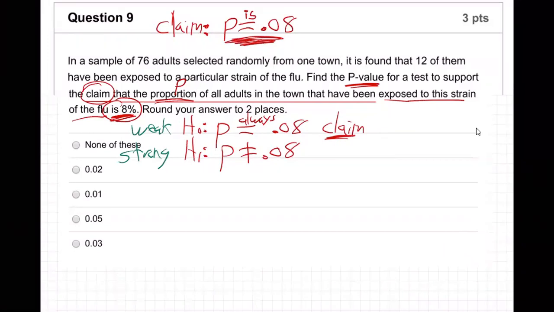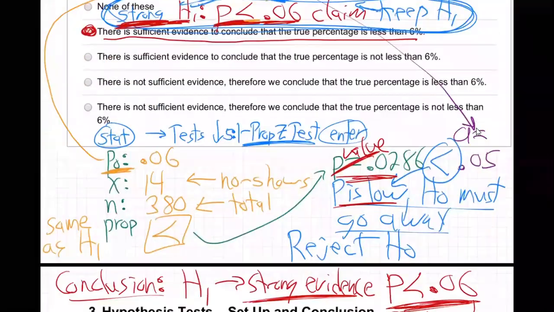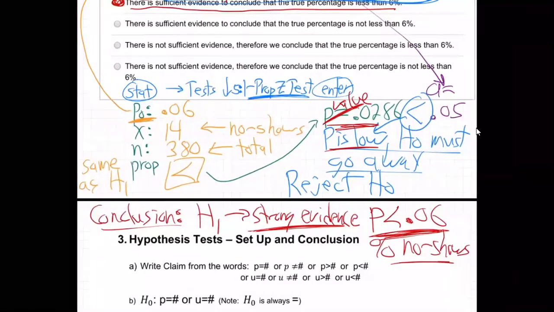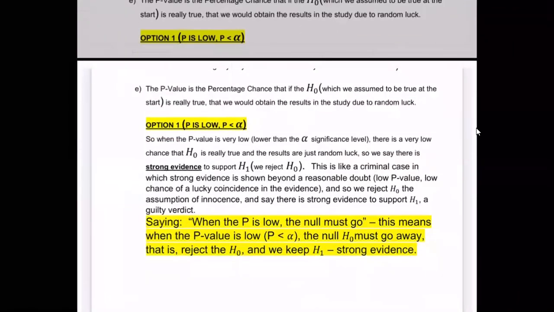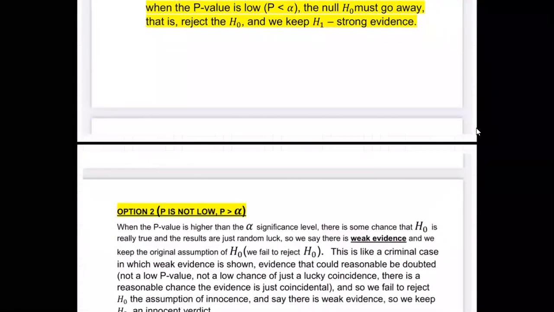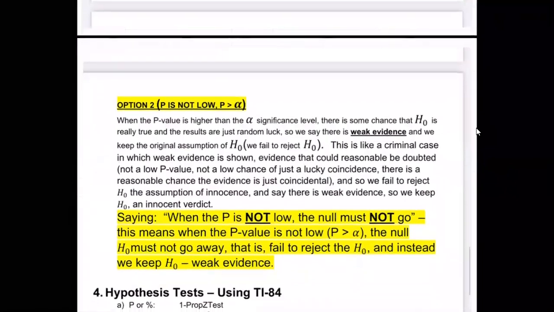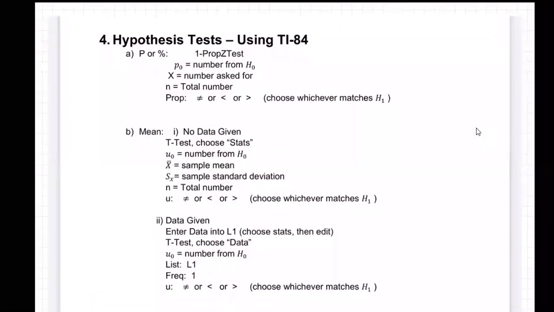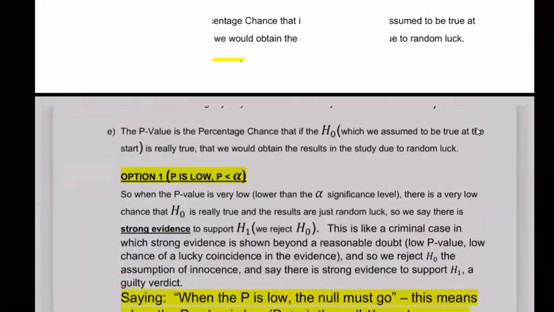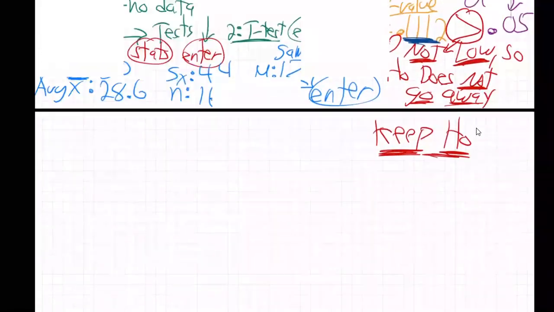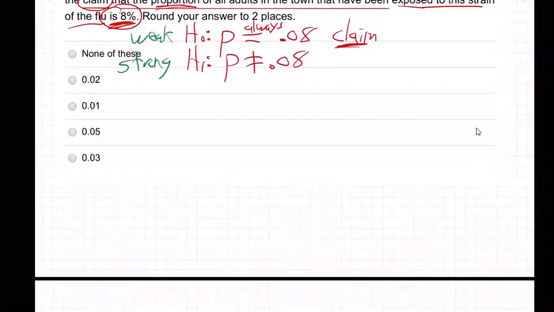Okay, so now we're going to go to our calculator. What do we do on our calculator? Well, let's go check it out. Exam notes will help us. Almost there. There. All right. There's the hypothesis test notes. P or percent. Yeah, that's what we have. We don't have a mean. We have P percent. One prop Z test. There it is. One prop Z test. So that's how you figure out with all the different things what it is you're supposed to do.